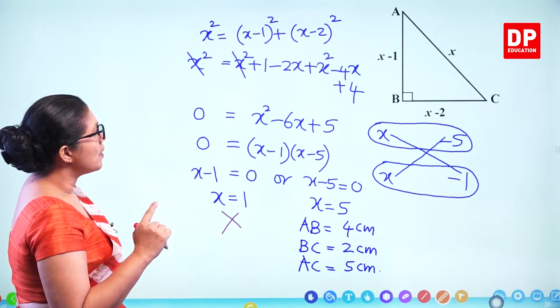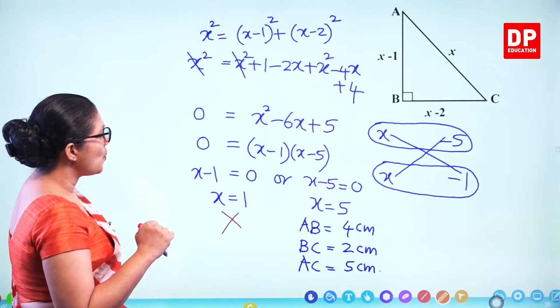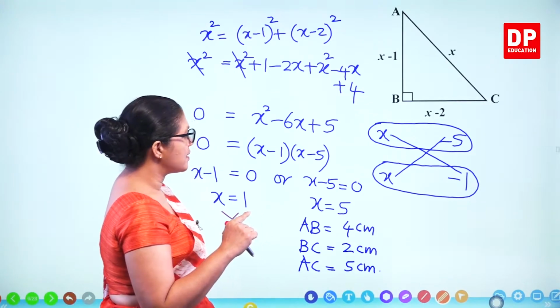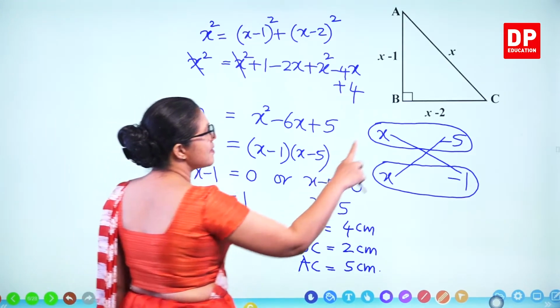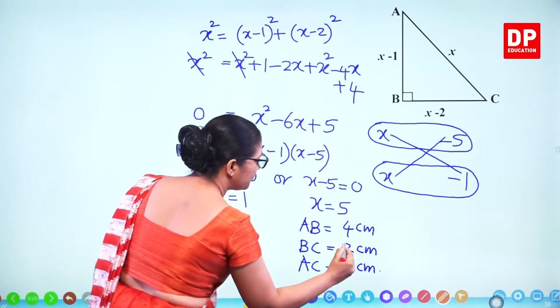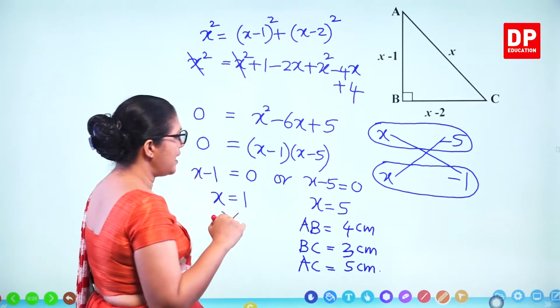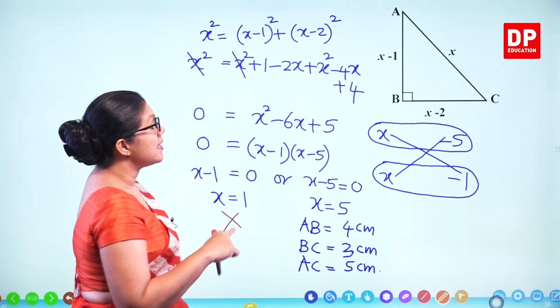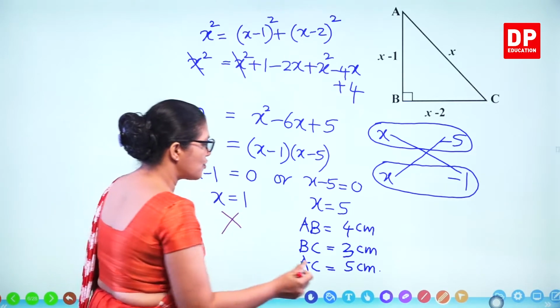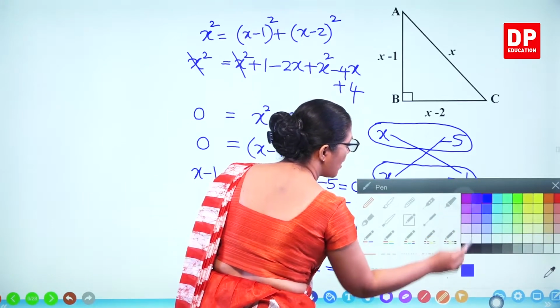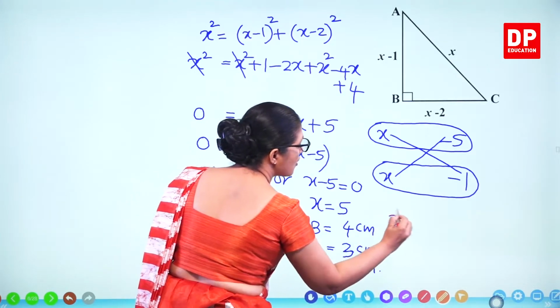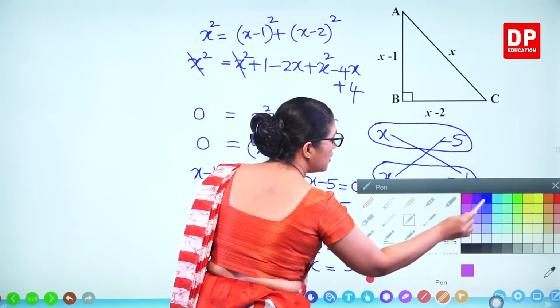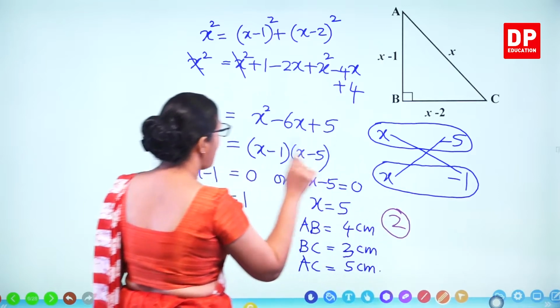So AB equals 5 minus 1. BC equals, here, this is 3, 5 minus 2. That's 3. And AC equals 5. So now you get 2 marks, so 2 marks to find out everything.